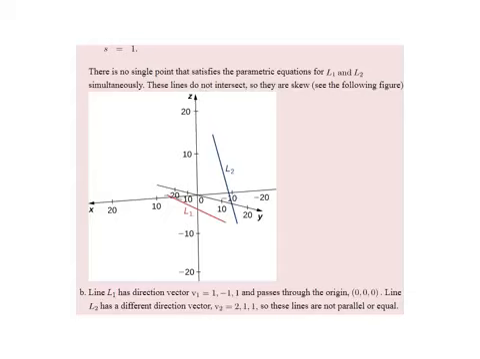In part B, L1 has direction vector v1 with coordinates (1, minus 1, 1) and passes through the origin (0, 0, 0). The line L2 has a different direction vector v2, (2, 1, 1). So these lines are also not parallel or equal.